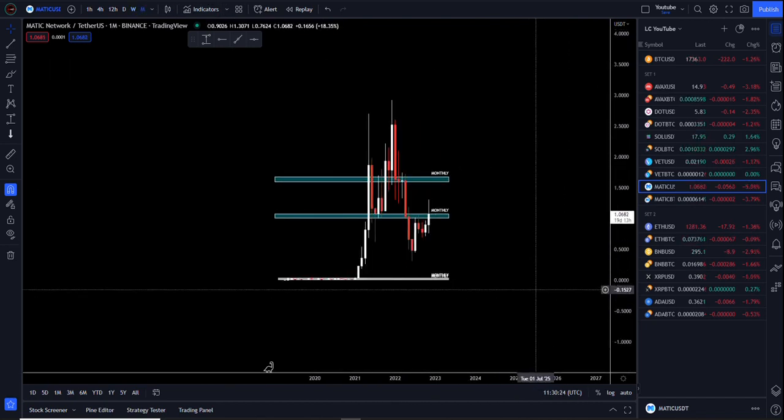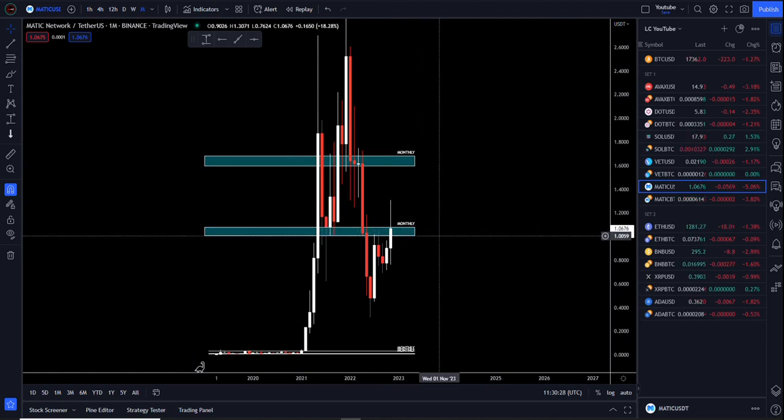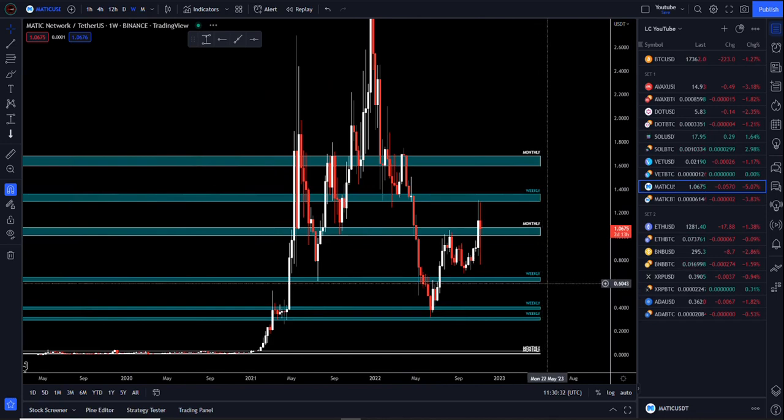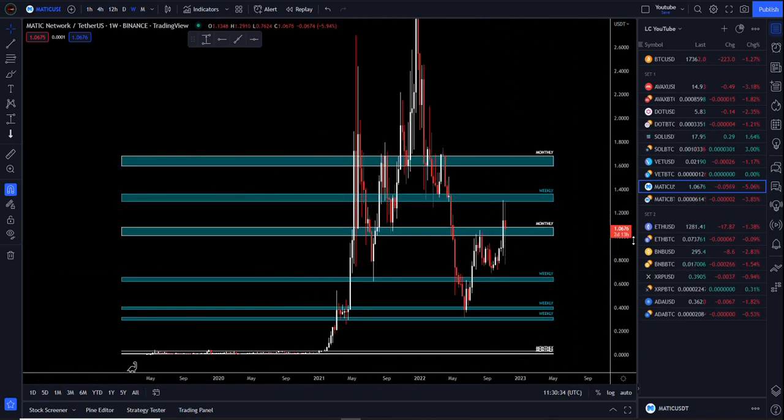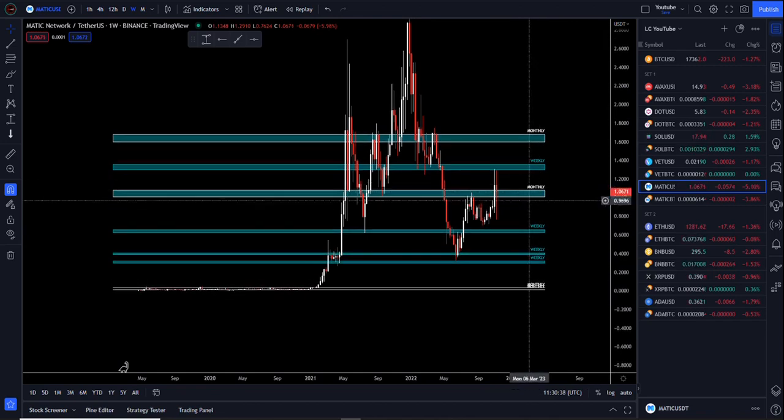And you can see monthly resistance as well. We talked about taking profits here in this monthly resistance zone between $1 and $1.07, and also if it made it up to that weekly resistance at $1.30. So hopefully, as I say, if you were in that position, you've taken some profits there, and congrats if you did.